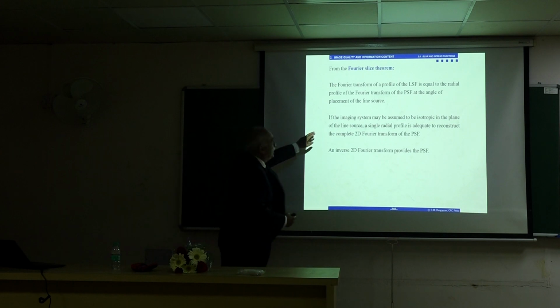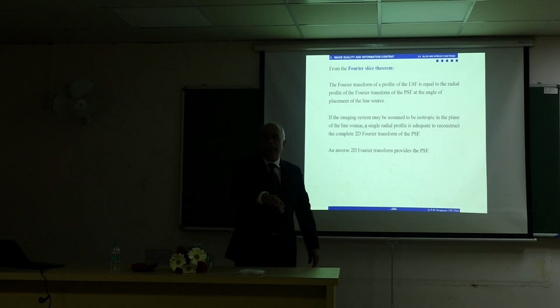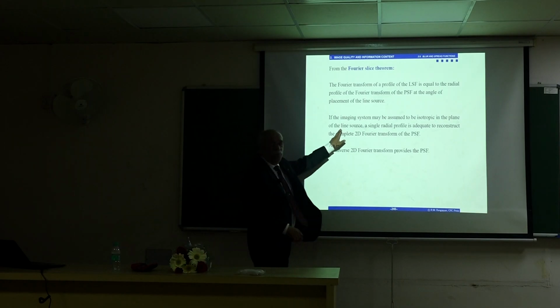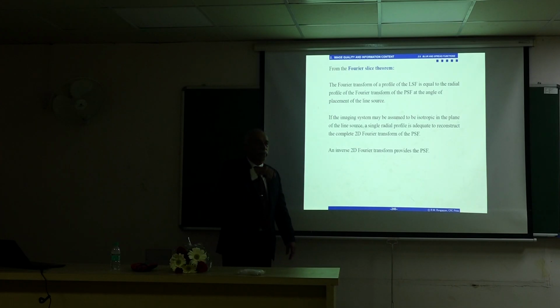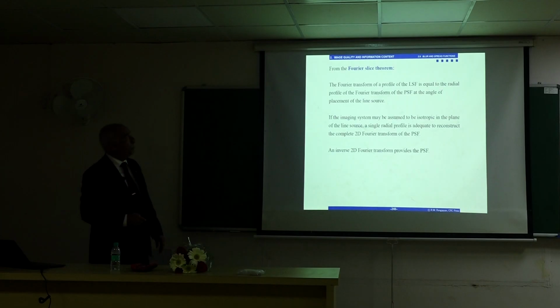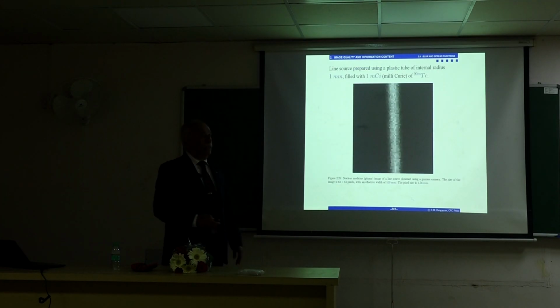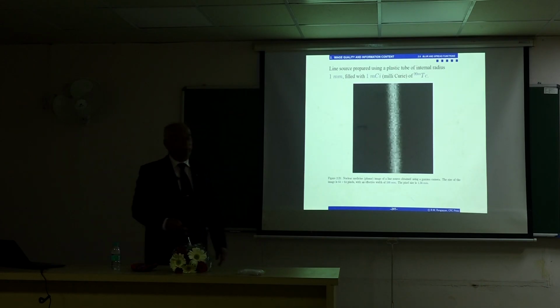If the imaging system is isotropic, that is, regardless of the orientation of the object, you get the same image with the corresponding rotation, then one profile is enough. One line spread is enough. Then you rotate that and get the two-dimensional Fourier transform. An inverse 2D Fourier transform gives the point spread function. So we did that using the gamma camera in emission computed tomography.